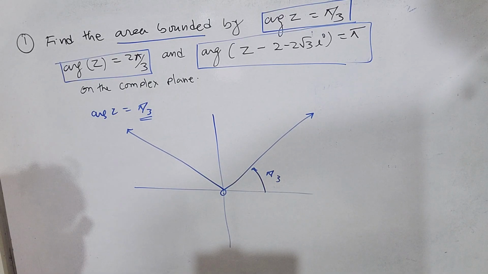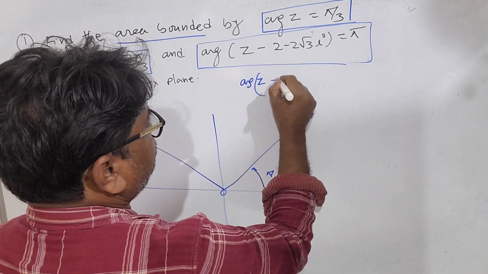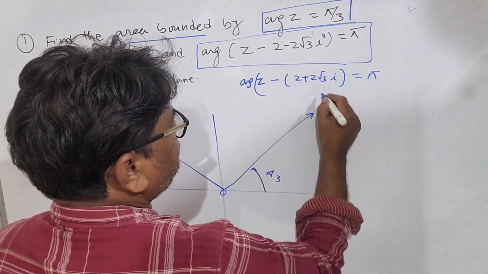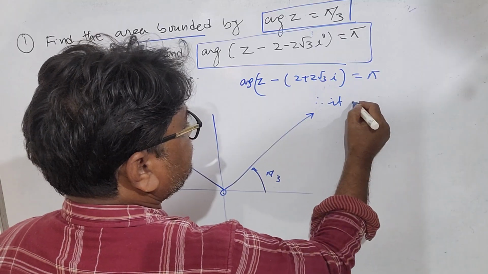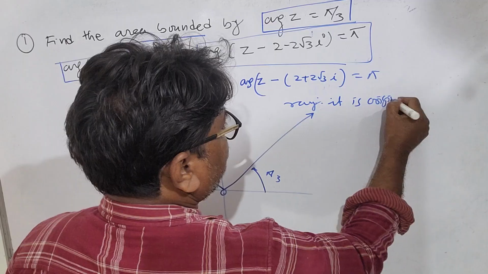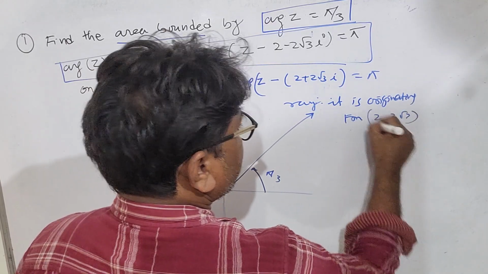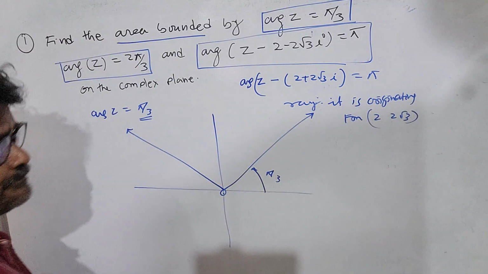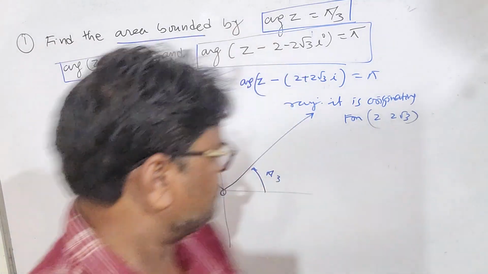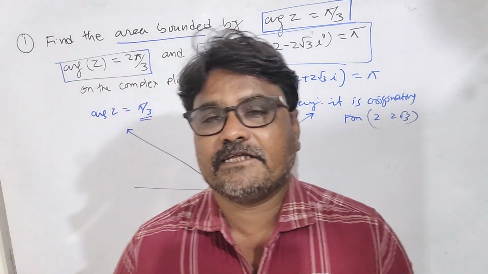Okay, fine. Now coming to the third locus, this can be written as argument of z minus (2 plus 2 root 3 iota) equal to pi. So this ray is originating from (2, 2 root 3). So (2, 2 root 3) is a first quadrant complex number. Now we need to find where exactly (2, 2 root 3) will lie.